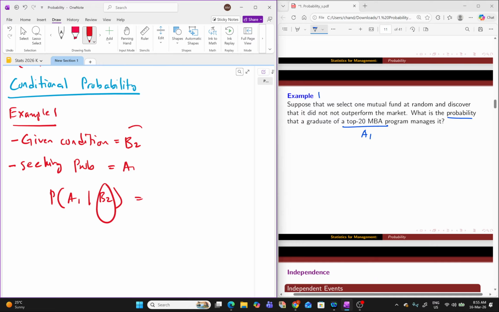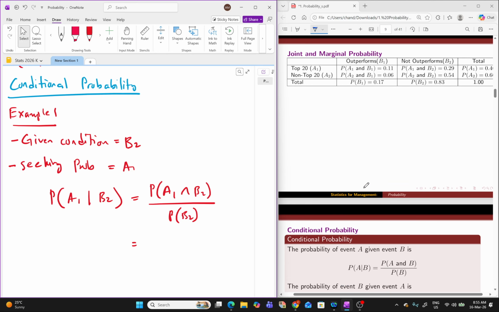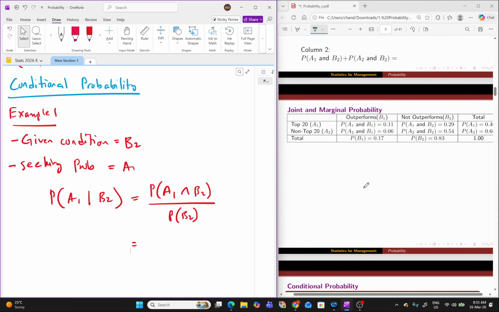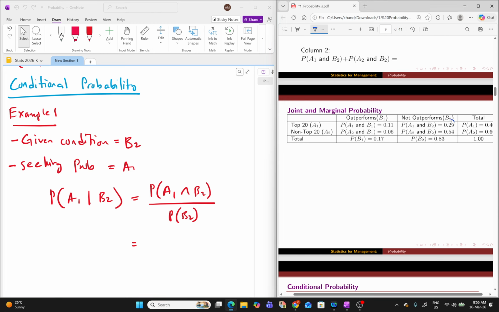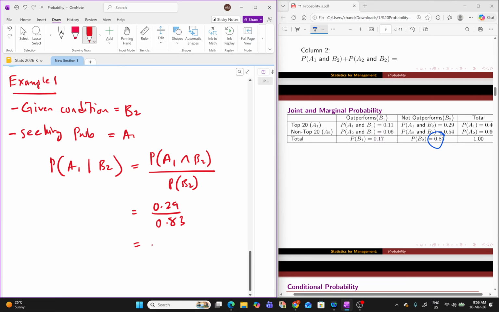B2 is given first. This is given already. So what is the formula? Probability of A1 intersect B2 over probability of B2. What is the probability of A1 and B2? That is 0.29, over B2 only, 0.83. If you do this, you will get 0.349.